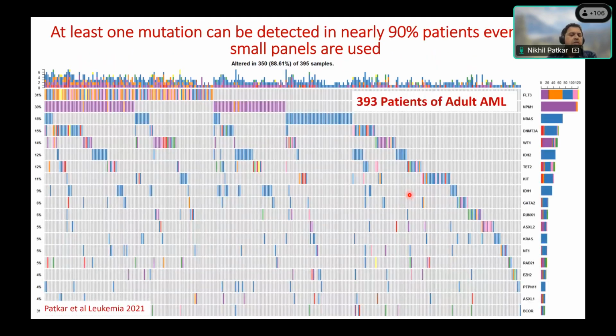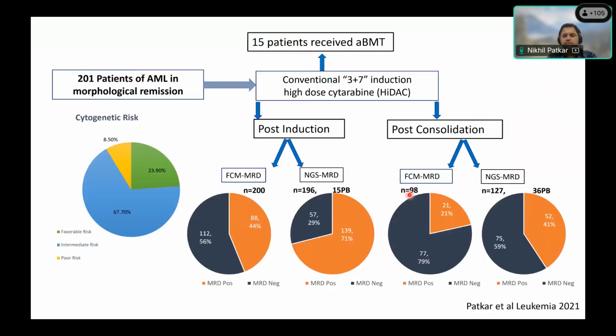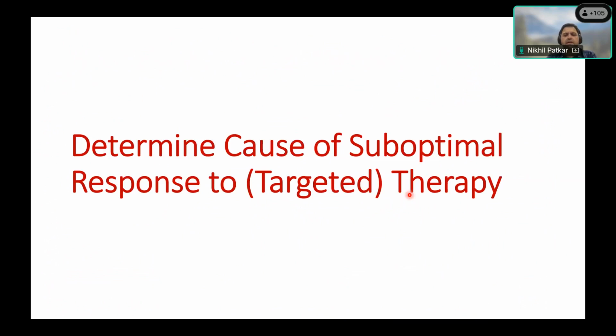You can also use certain advanced techniques such as next generation sequencing for monitoring treatment response in malignancies such as AML. I'm not going to go into this, as it is not really required here. But what is important to know is that sometimes you can use molecular testing to find out the cause of suboptimal response to targeted therapy.